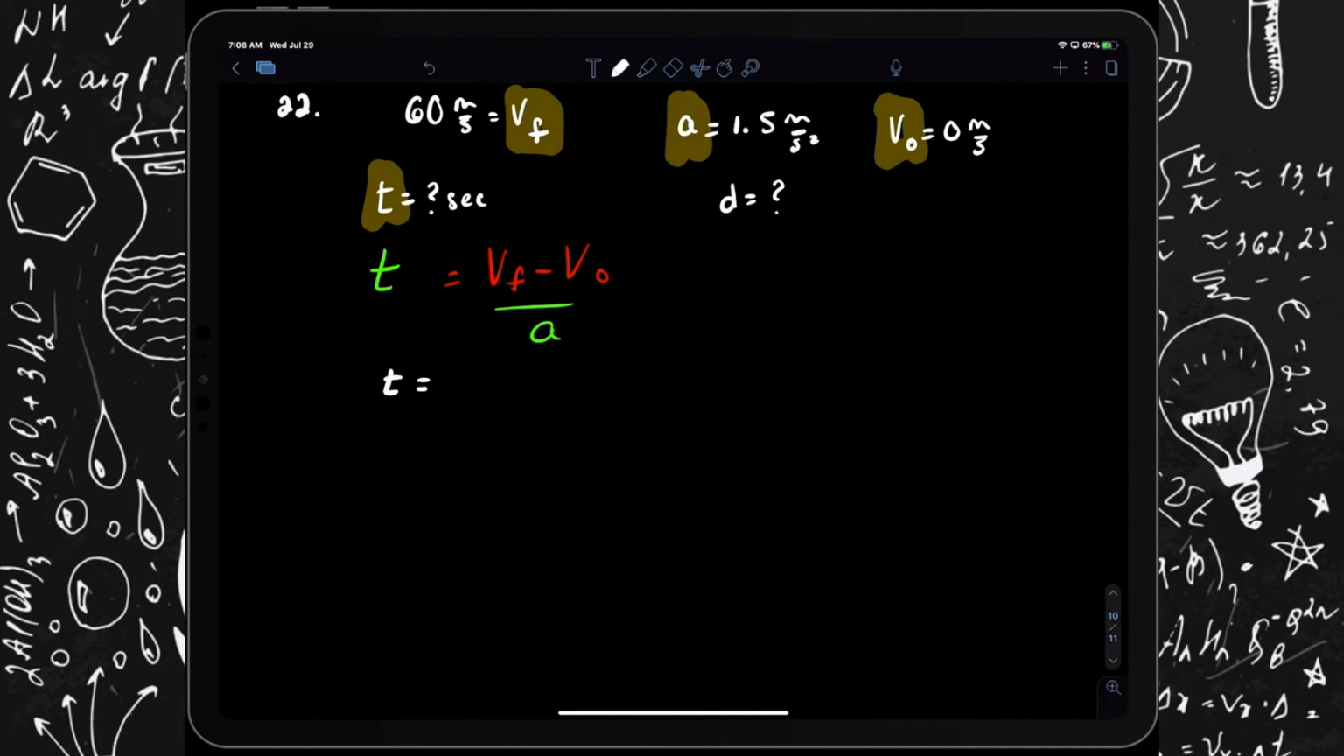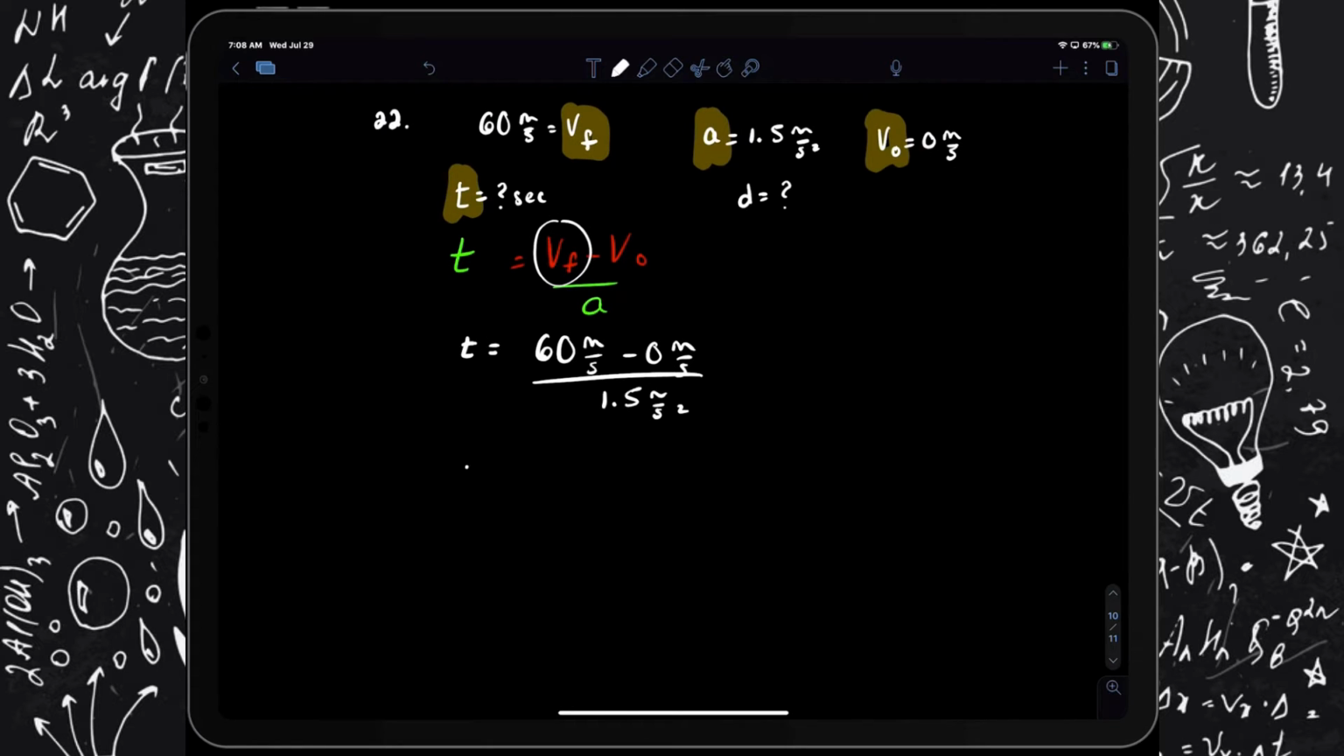You have time equals. Make sure that you put the final velocity in here first. Why put in the final velocity first? Because we're getting the difference between the two. We're not adding them up. We're taking the difference between those two, and we divide it by your acceleration. Okay, so we're ready to put in your numbers. You have 60 divided by the 1.5. You should end up with a time of 40 seconds is what it's going to take on the runway.